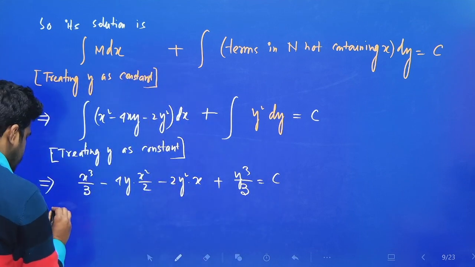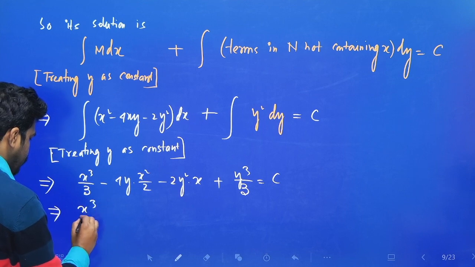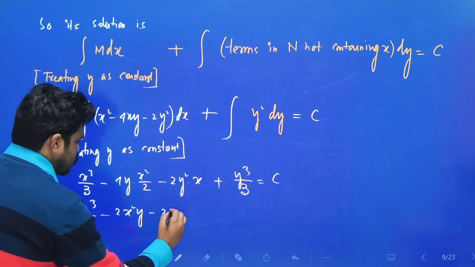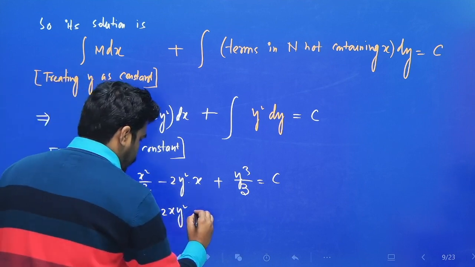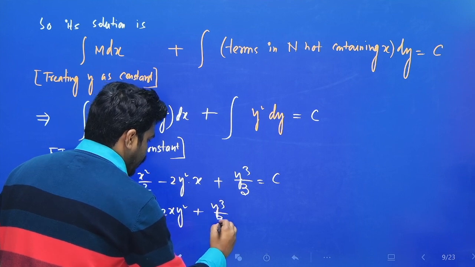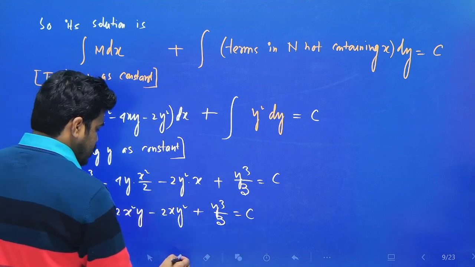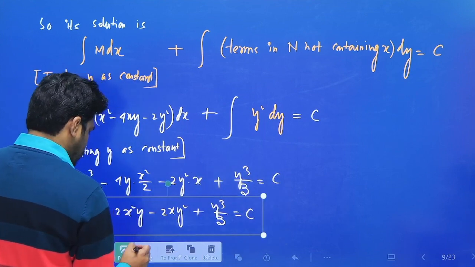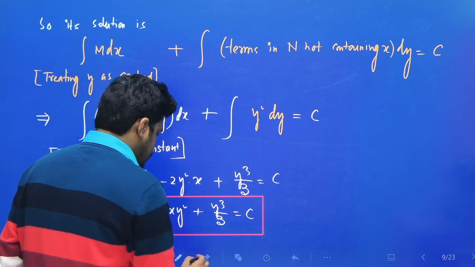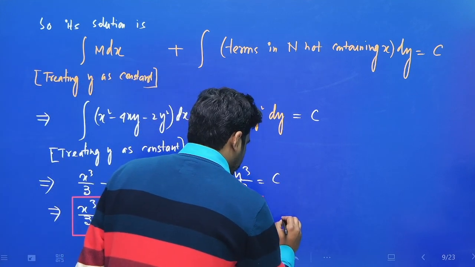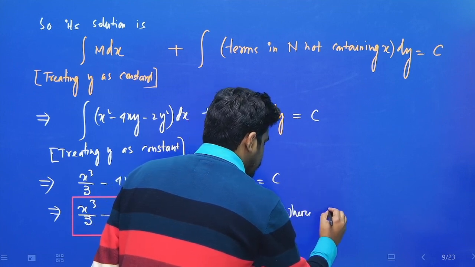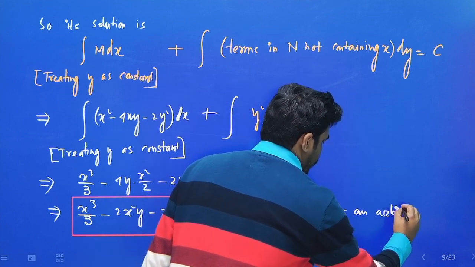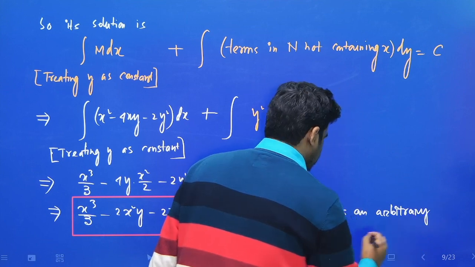Just simplify this, so you get x³/3 − 2x²y − 2xy² + y³/3 is equal to c. So this is the required solution, where c is an arbitrary constant.